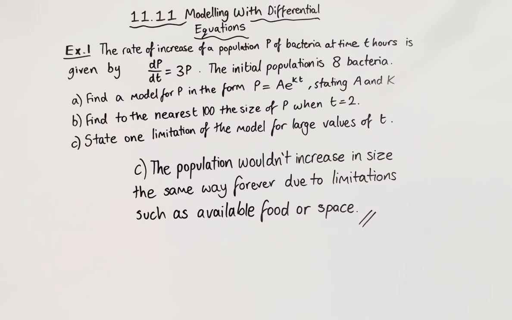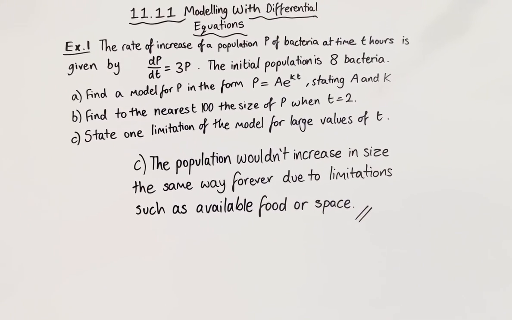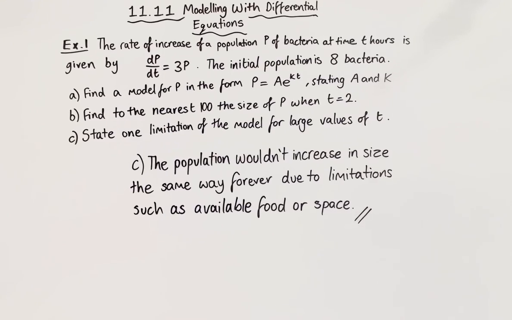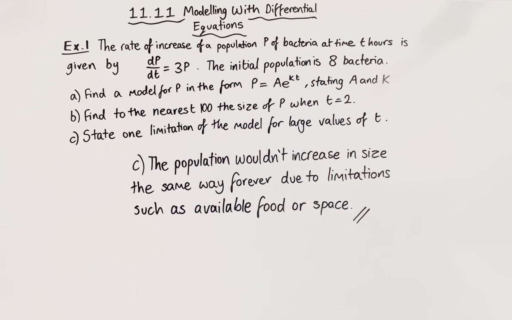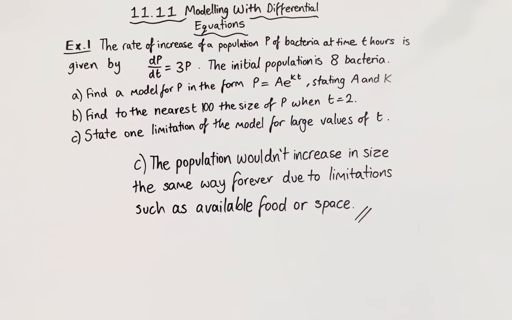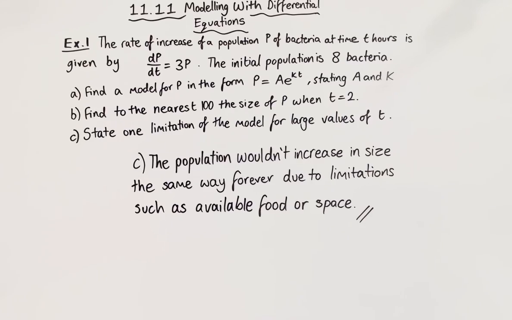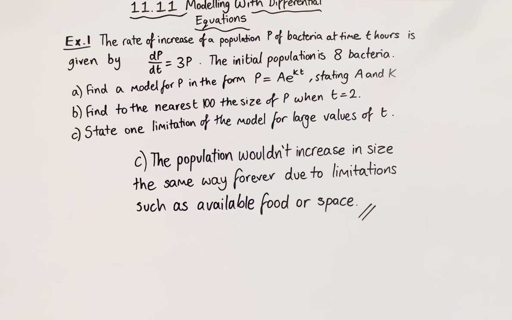For part C, you could say something like, the population wouldn't increase in size the same way forever due to limitations such as available food or space. You should make sure your answer is relevant by always referring to the context of the question. And that's about it.